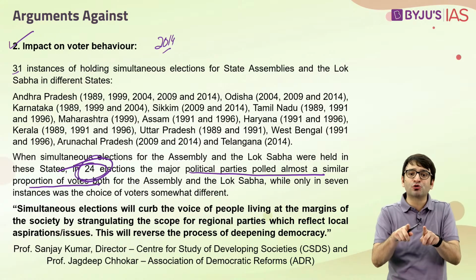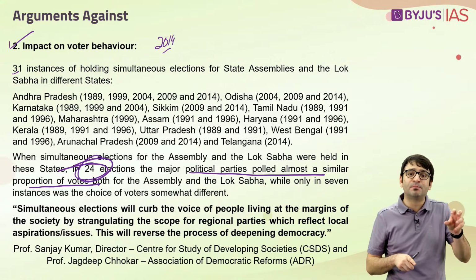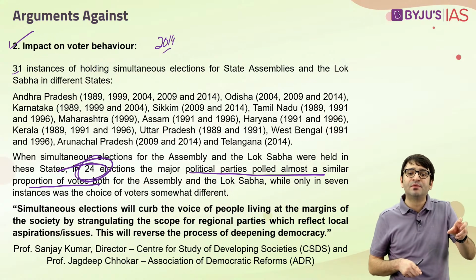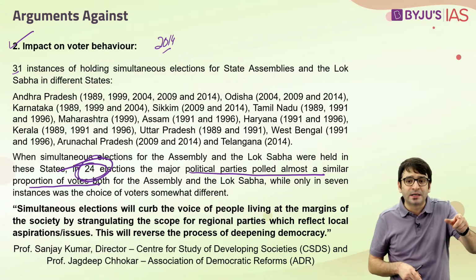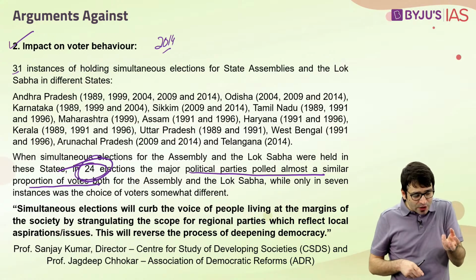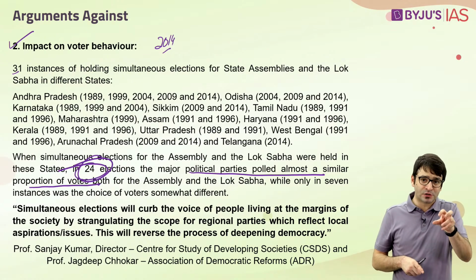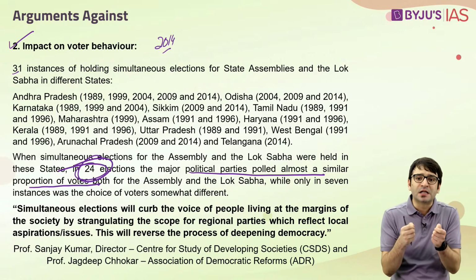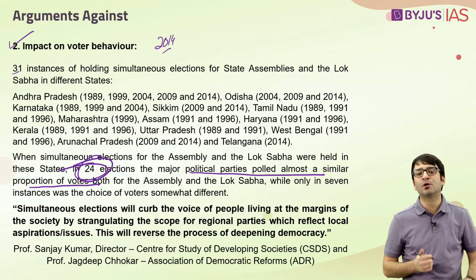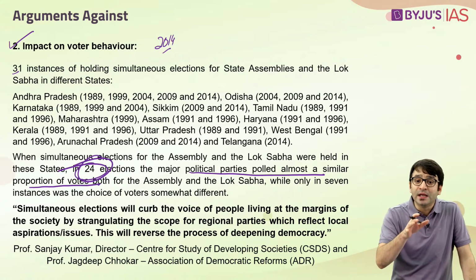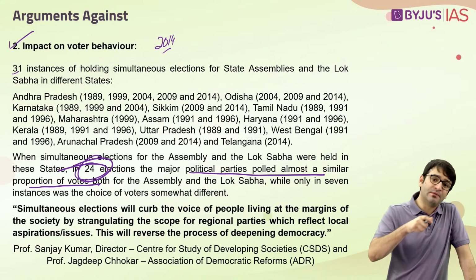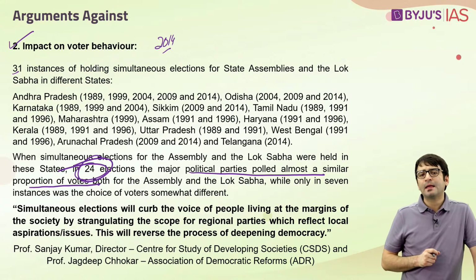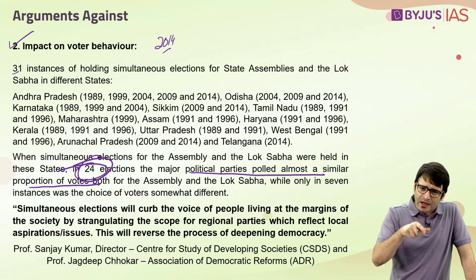And when national issues dominate, national political parties will have an advantage. And when national political parties have an advantage, regional political parties will suffer. And if you are going to impose simultaneous elections on this country, then the entire federal constitution will transform itself into a unitary constitution, where there won't be any regional political parties, there will be only the dominance of national political parties. But let's counter this argument here.